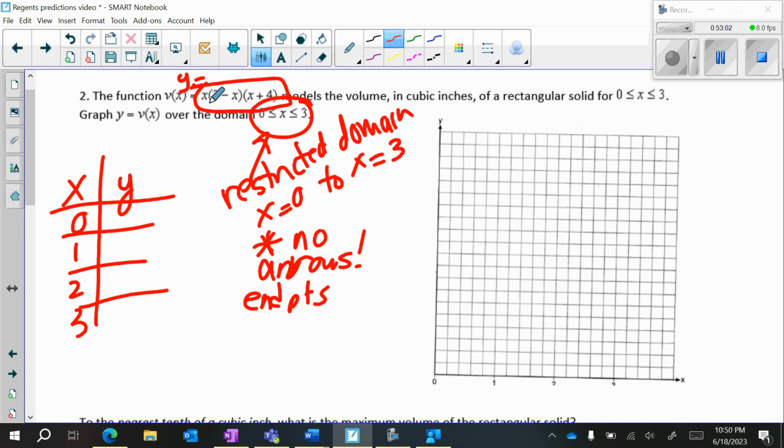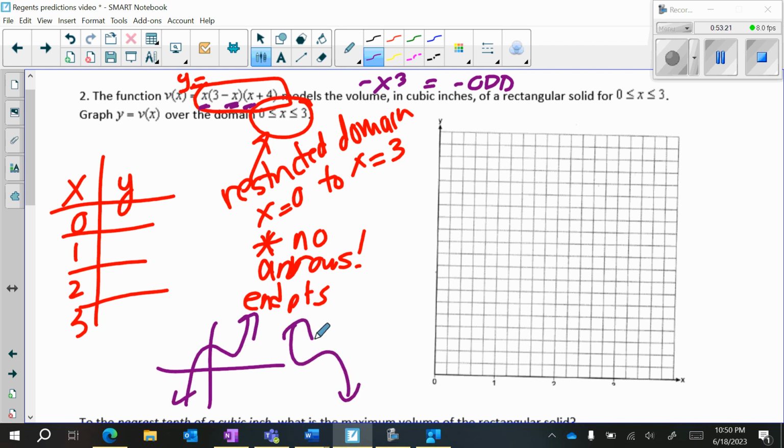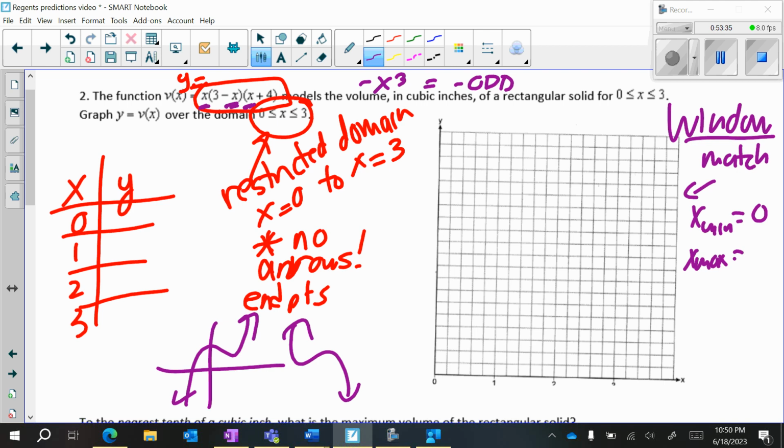So this is a polynomial, and if you were to multiply x times x times x here, this is going to be x to the third. Specifically, it's going to be negative x to the third, which is a negative odd cubic polynomial. So make sure it looks smooth, because remember, a polynomial is going to look either like this or like this, right? And then what I recommend you do is you go to your window after you put this in y equals, and you make your window match whatever this picture is. So make your x minimum 0, make your x maximum 3, make your y minimum 0, and then make your y max whatever you think, okay?